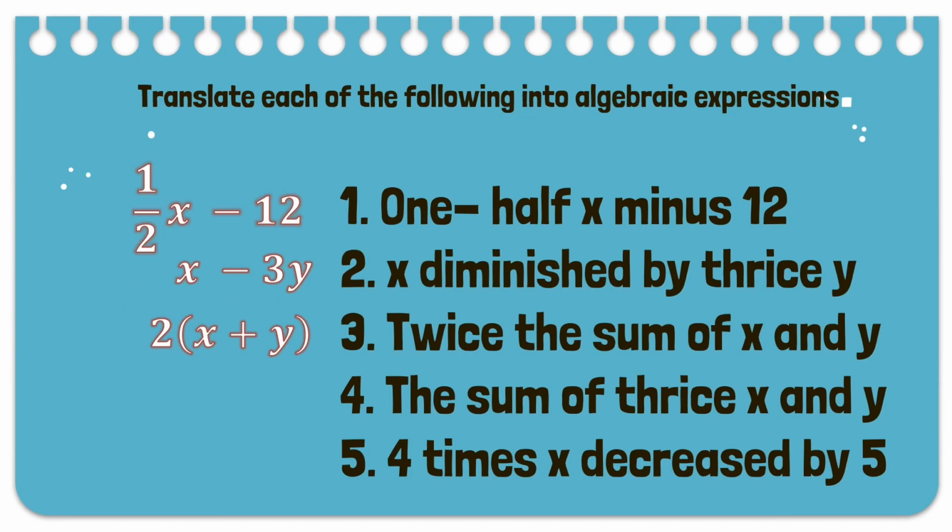Okay? Next, number 4. The sum of thrice x and y. Yung sum daw ng thrice ng x and y. So, this will become 3x plus y. Okay? Next, 4 times x decreased by 5. So, yung 4 times natin sa x, then babawasan ng 5. So, 4x minus 5. So, these are the translated algebraic expressions for these word phrases.